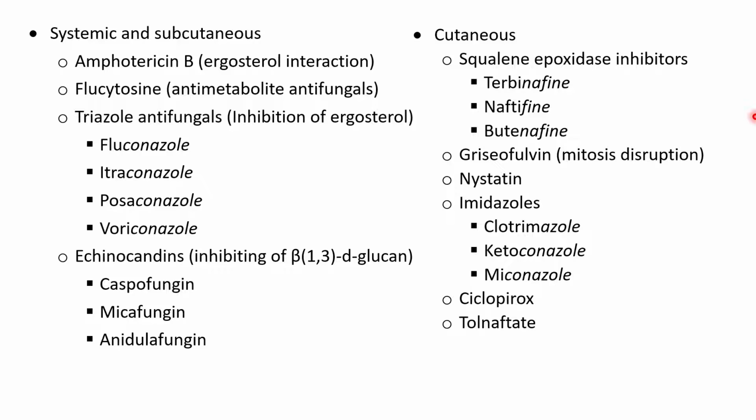So systemic diseases are treated with amphotericin B, flucytosine, azoles like fluconazole, for example, and echinocandins. Cutaneous diseases are mostly dermatological diseases, and the drugs used for this group are squalene epoxidase inhibitors, including terbinafine, and griseofulvin, nystatin, and imidazoles, clotrimazole and ketoconazole, and other drugs like ciclopirox and tolnaftate. So these are the two types of diseases, and different groups are used for systemic and cutaneous.